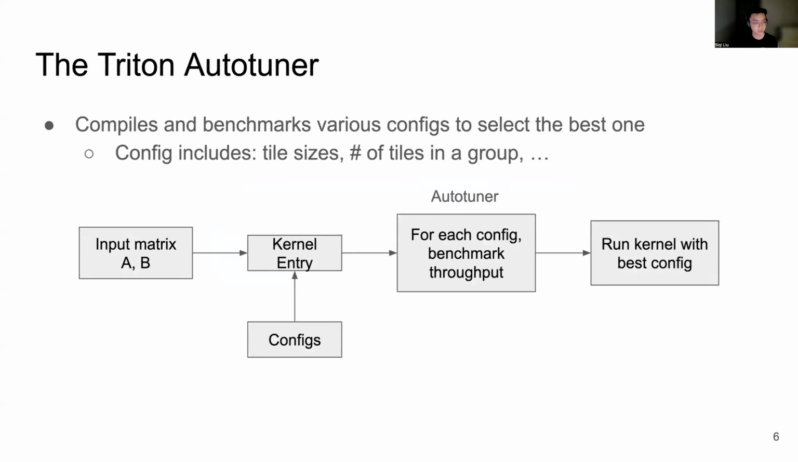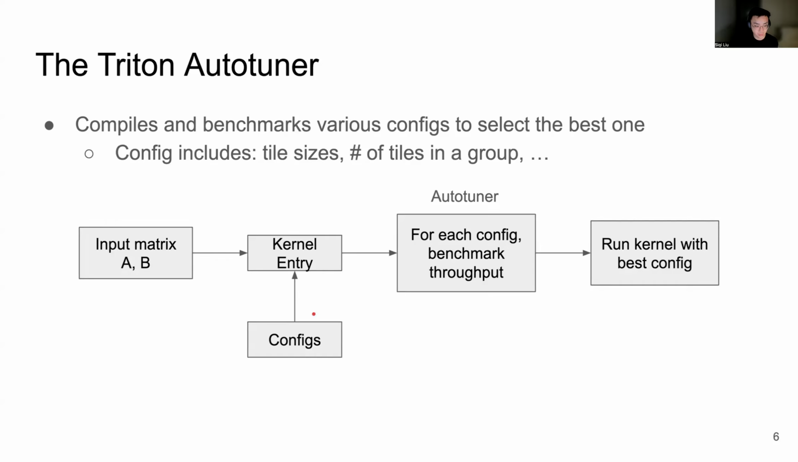So the first thing I'll talk about is the Triton Auto Tuner. What the Auto Tuner is, is something that will compile and benchmark various configurations that we have. So example configurations could be tile sizes, or the number of tiles that we have in a group, or the number of warps. You can think of them as basically hyperparameters that we can tune to improve our performance.